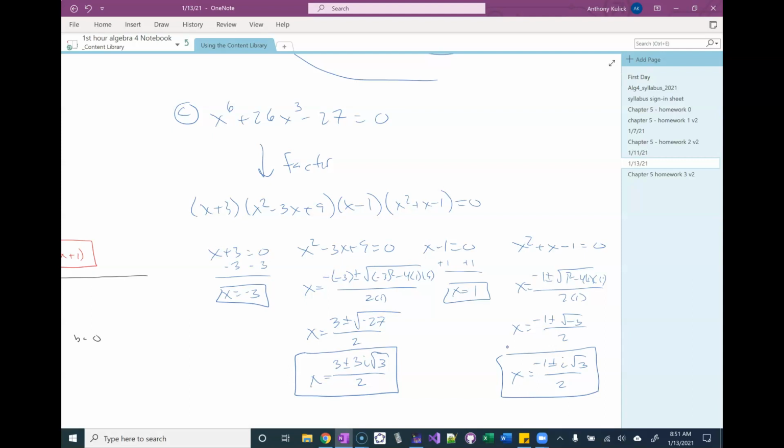Why does that change to a 3? Oh, that, well, okay, never mind. I see. 1 minus 4 times 1 times 1 is 1 minus 4, so -3.